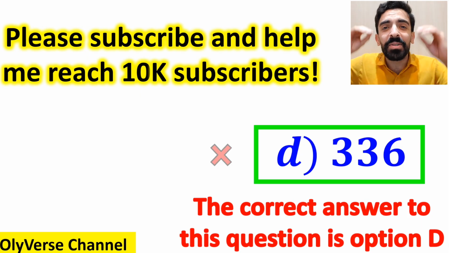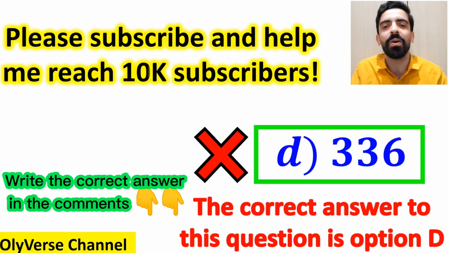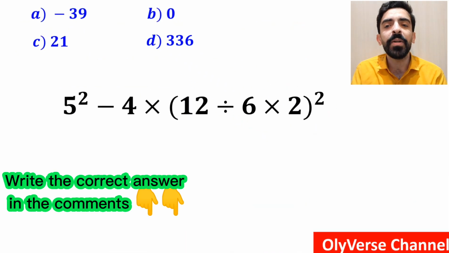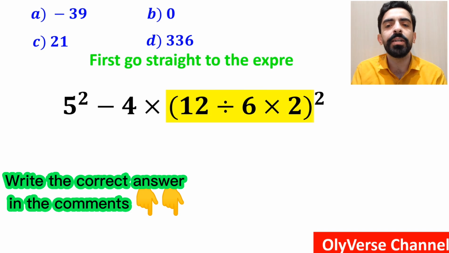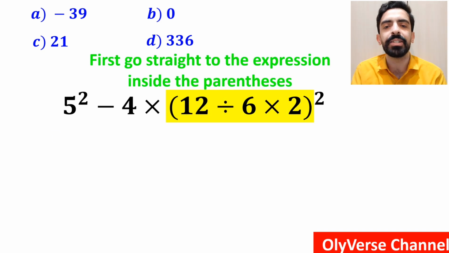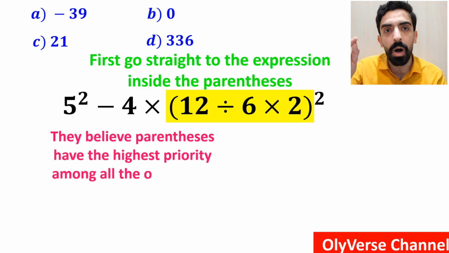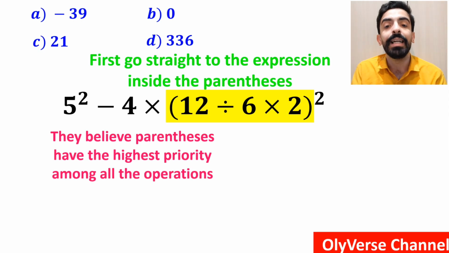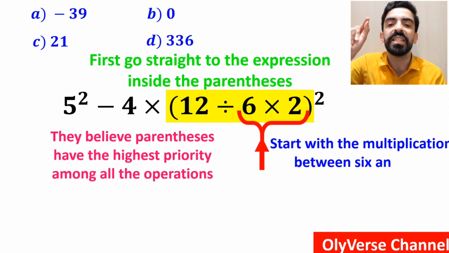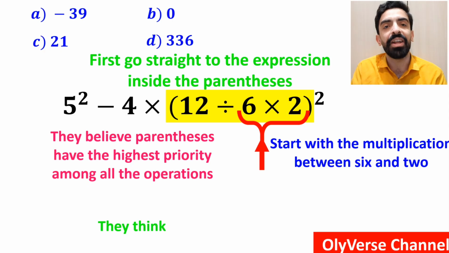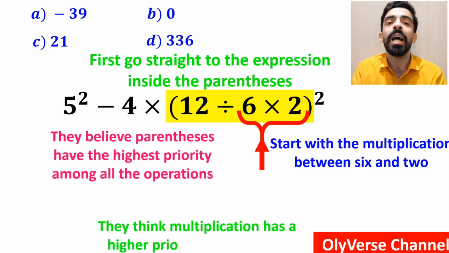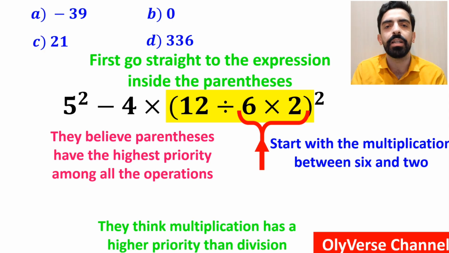However, this answer is absolutely wrong. Also, some other people when solving this question first go straight to the expression inside the parentheses because they believe parentheses have the highest priority among all the operations. And they start with the multiplication between 6 and 2 because they think multiplication has a higher priority than division.